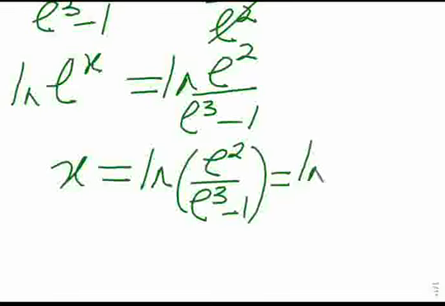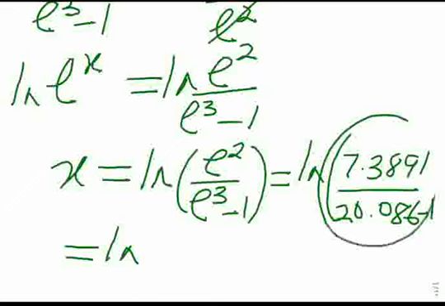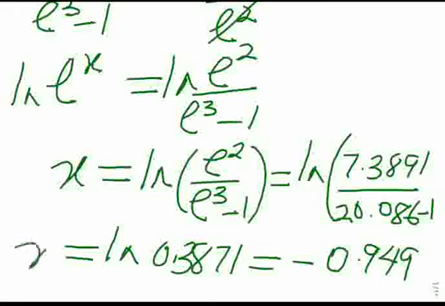If you go further to put your answer in decimal, the value for e^2 is 7.3891. The value for e^3 is 20.086. We are subtracting 1 from there. Using the calculator to simplify this side further will give 0.3871. And then when you press the natural log of this, you will have minus 0.949. So this is the solution to our x.